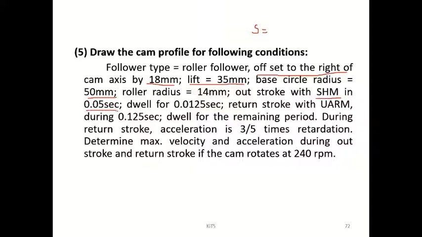In 0.05 second, the follower moved to the top position, and in the top position it stayed for 0.0125 second, and then it is returning with UARM, that is uniform acceleration and retardation motion, for 0.125 second. Okay, and dwell for the remaining period. So they didn't give the value in theta, instead they have given the value in time. So we have to convert this time into theta value. Let us see how we can convert that.